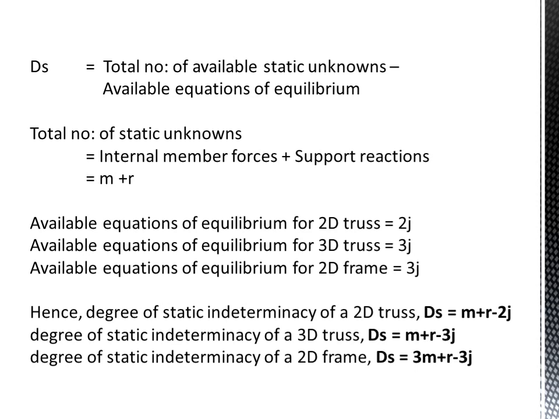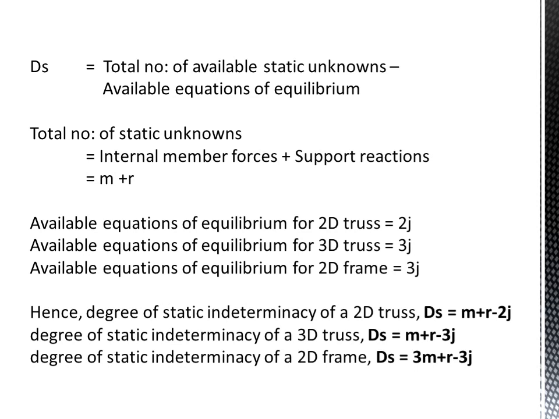If J denotes the number of joints, then the equilibrium equations will be applied to each joint. Then the available equations of equilibrium for a 2D truss will be 2J, for a 3D truss it will be 3J, and for a 2D frame it will be 3J.